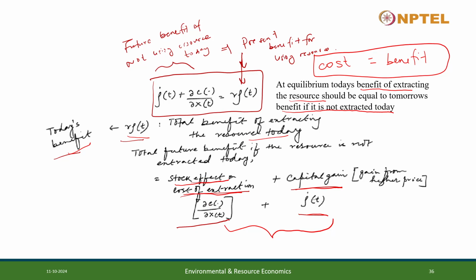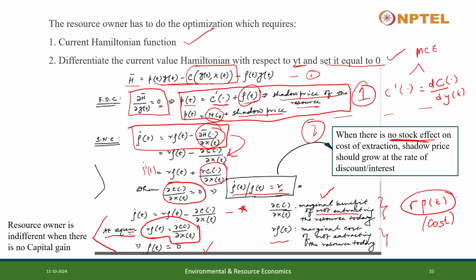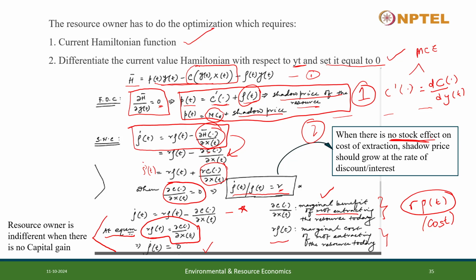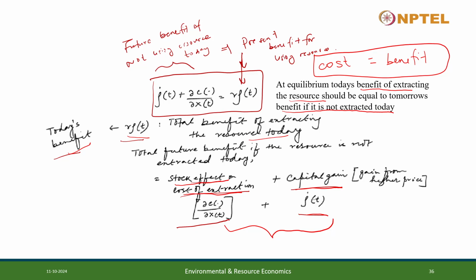So we can say that if you keep the resources for the future, then there are two components, a capital gain component and a stock effect component. And even though there is no stock effect, let's say that if dou c by dou x_t is equal to 0, then also the shadow price has to increase at the rate of interest. So these are a few conclusions which we have drawn from this dynamic optimization.